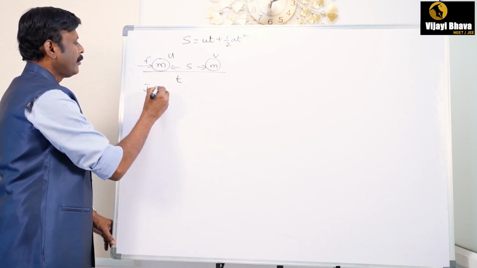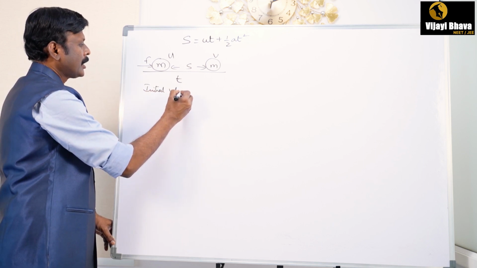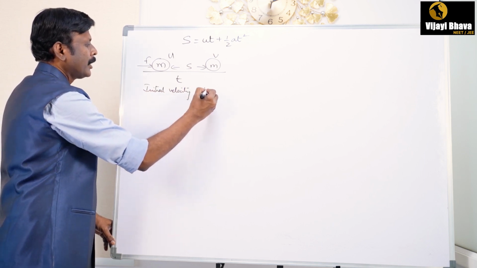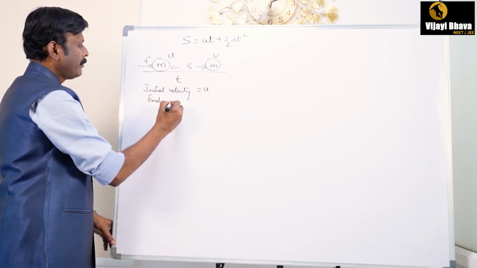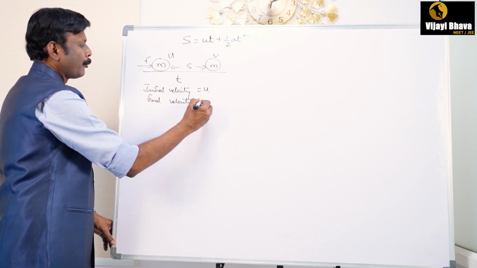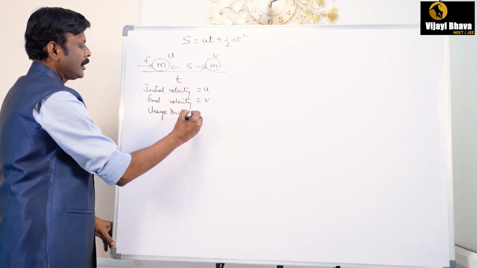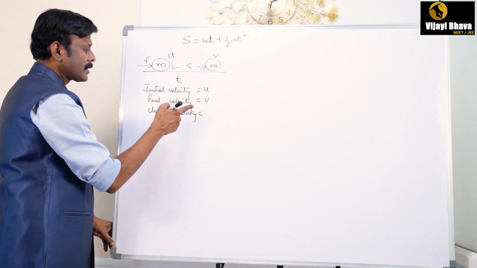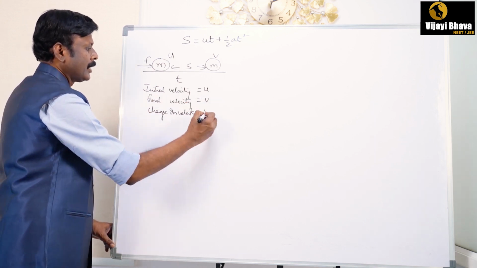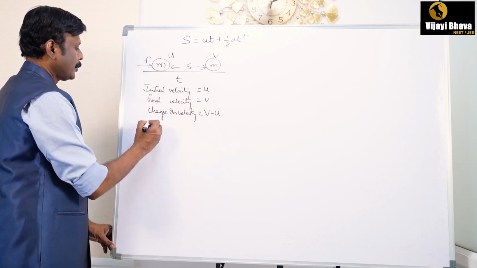The initial velocity of the body is u. The final velocity is v. The change in velocity. So change is the difference of final and initial. So it becomes v minus u.